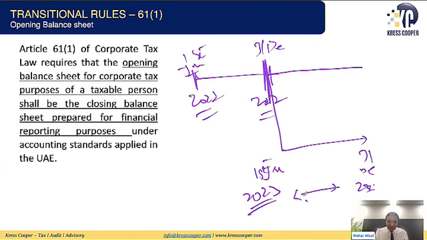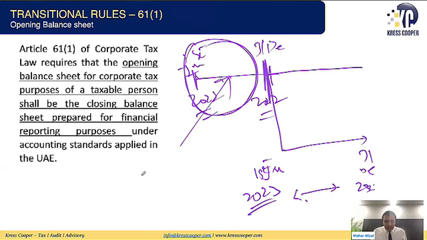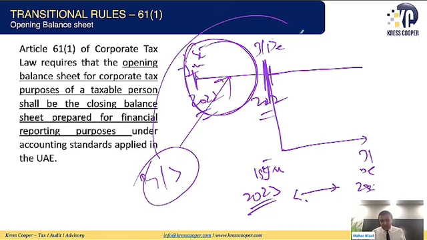So what does the law say? Law says for this period, 22, the financial year that immediately ends before the commencement of the first tax period, businesses need to prepare their financial statement as per the applicable accounting standards, and whatever closing balances are reflected in the balance sheet will be carried forward as an opening balance for the first tax period starting, in this case, from 1st of Jan 2023.